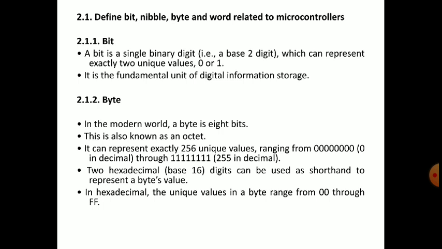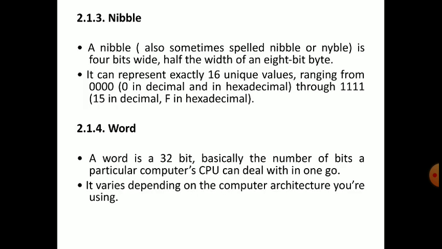2 hexadecimal digits, that is base 16 digits, can be used as shorthand to represent a byte value. That is, if we represent this byte as a hexadecimal number, we need 2 digits only, right? In hexadecimal, the unique values in a byte range from 00 to FF. The 4 zeros and 4 zeros represent zeros in the hexadecimal number system, and 4 ones and 4 ones can be represented in hexadecimal as F and F. Next is word.